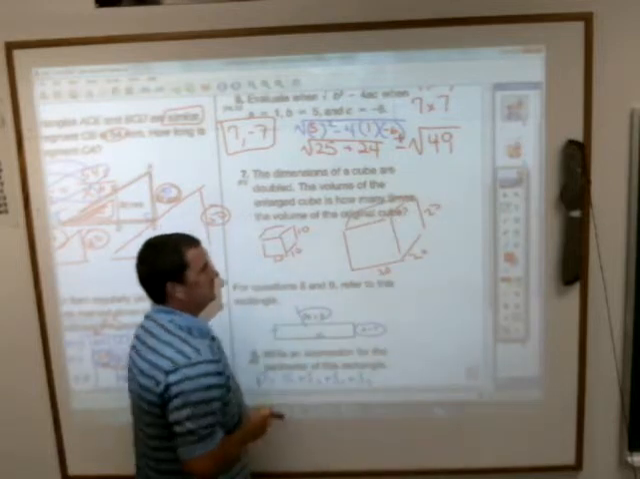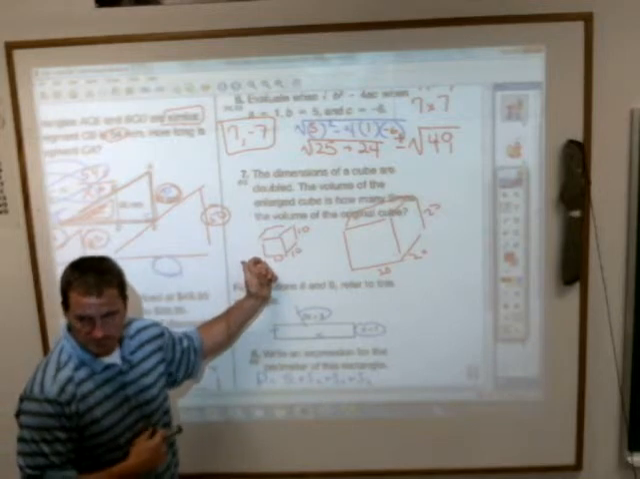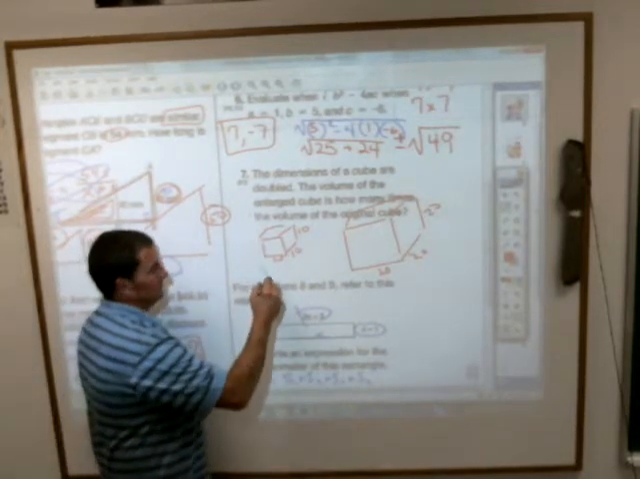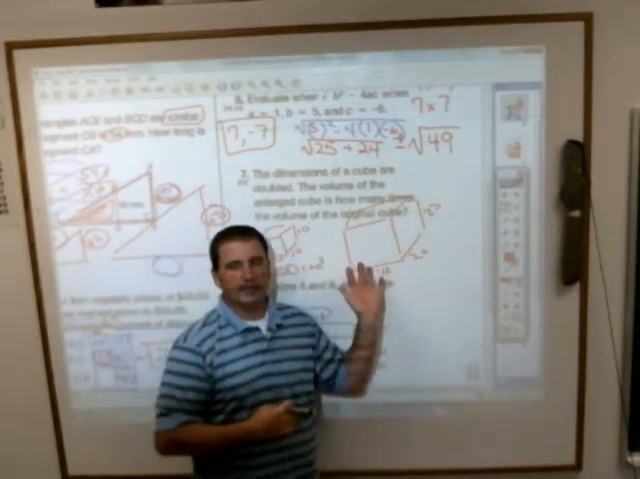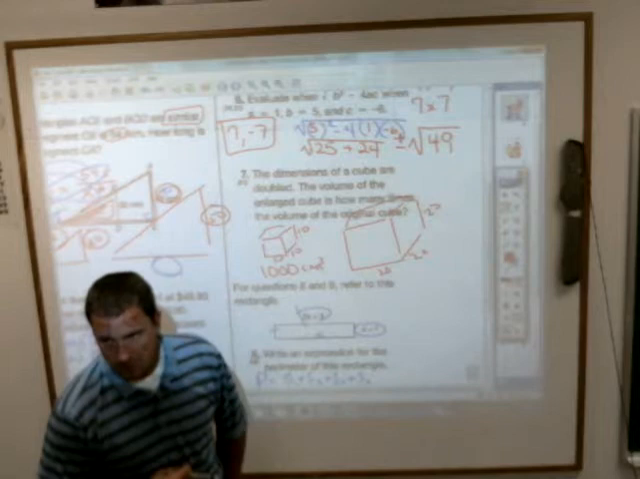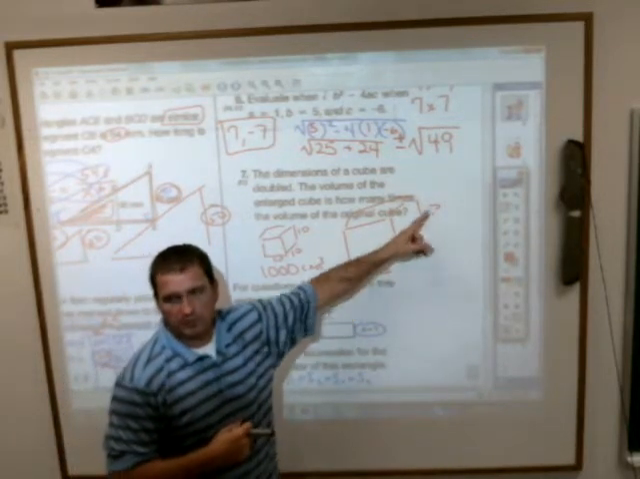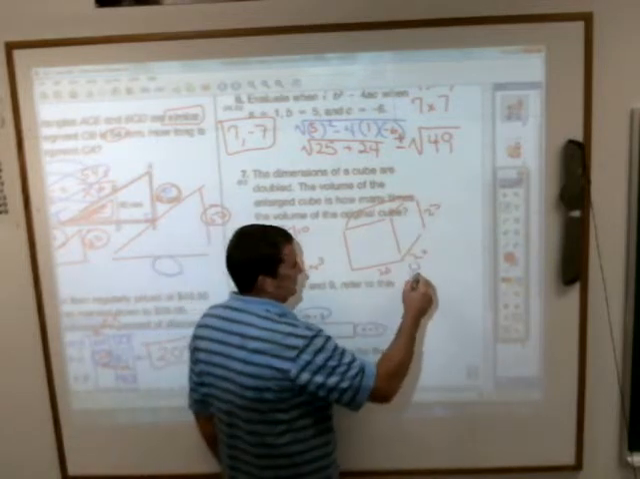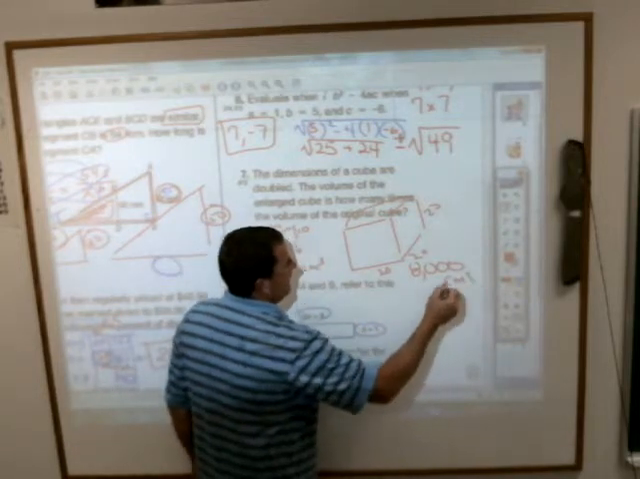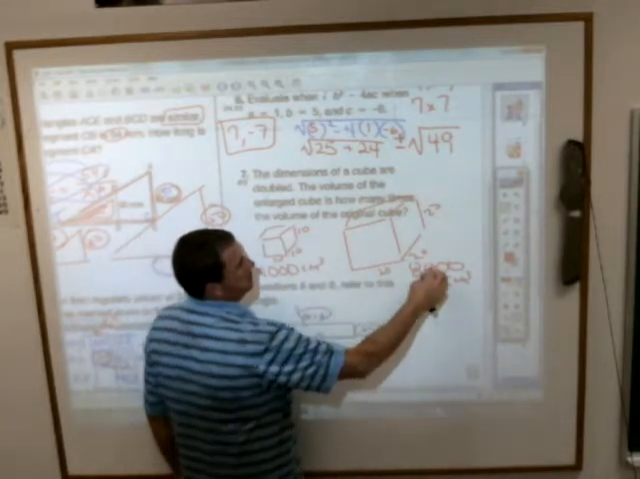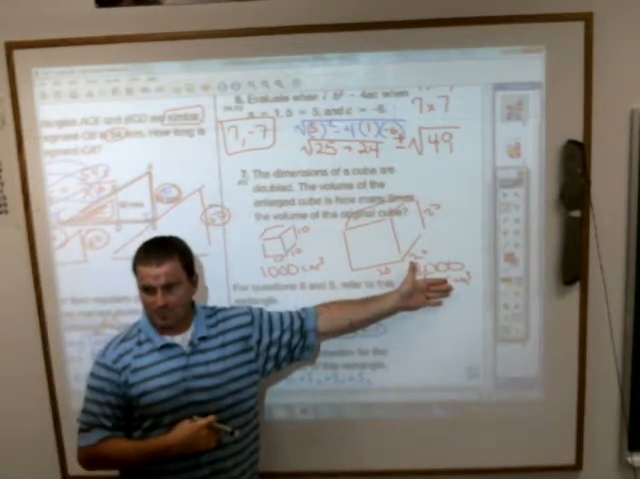But we're talking about what happens to the volume here. What is the volume of a 10 by 10 by 10 cube? Okay, this is 1,000 centimeters cubed. What's the volume of my new cube? 20 times 20 times 20? 20 times 20 is 400. 400 times 20 is 8,000. And the question was, how many times bigger is the new cube than the old cube? In other words, what would you multiply the volume of this one by to get the volume of that one? 8.